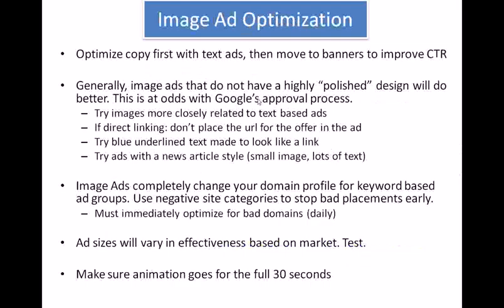All right, so for image ad optimization, this is the approach that I take. I would optimize copy first with text ads. It's just so much faster. So I have a question here I'm going to address. Does the Rockstar software stay under the 50 kilobyte limit?